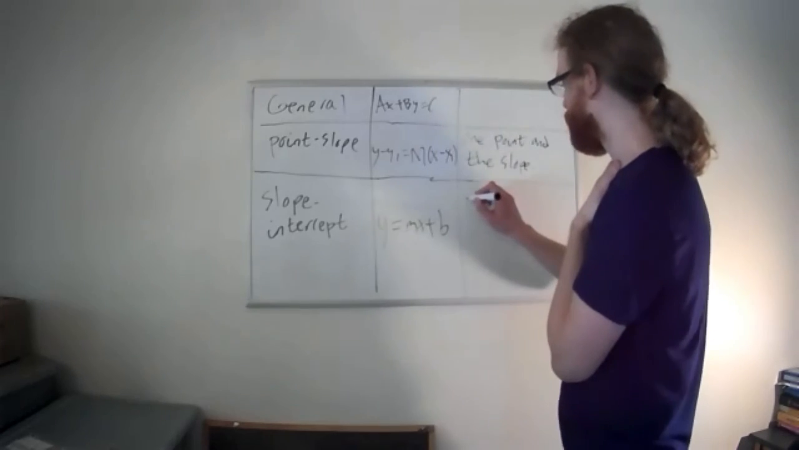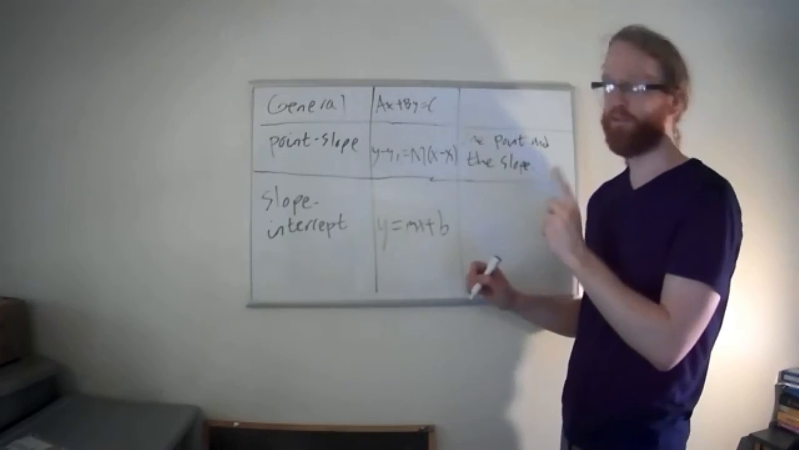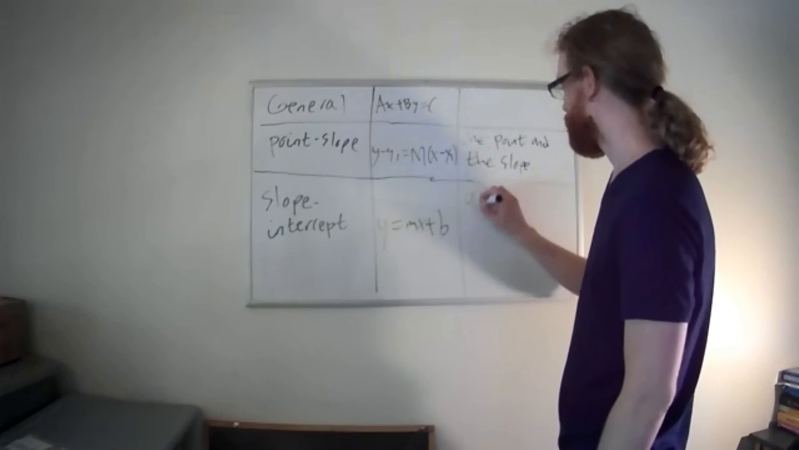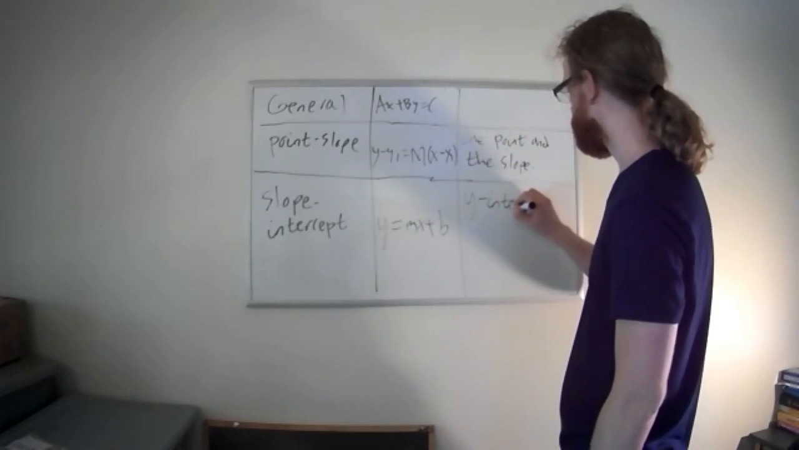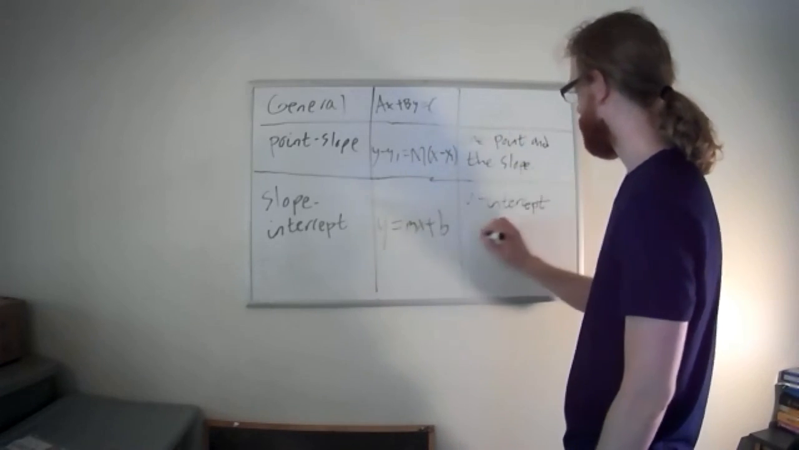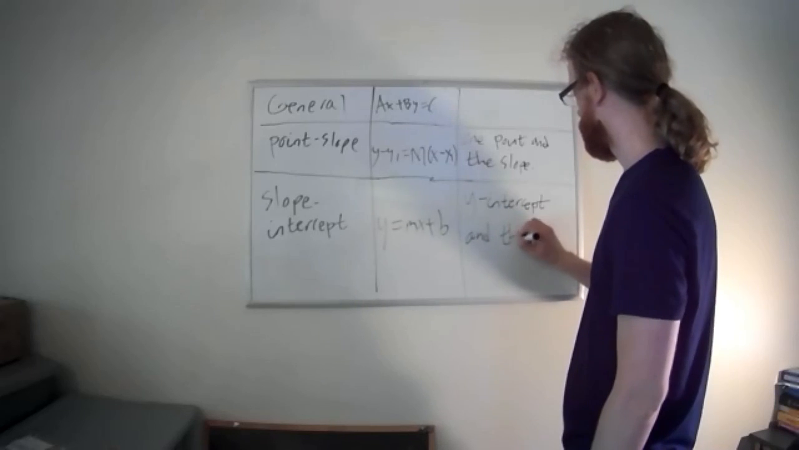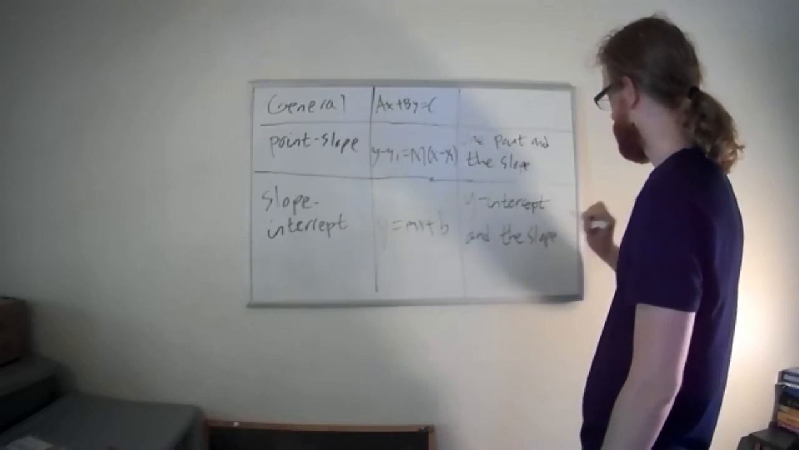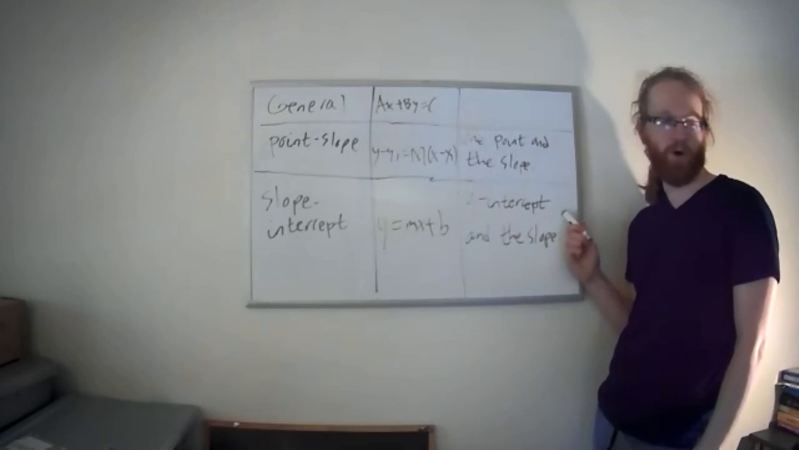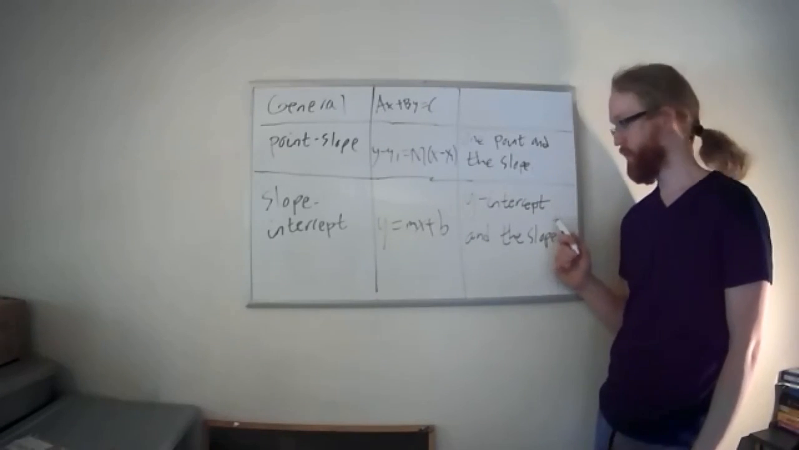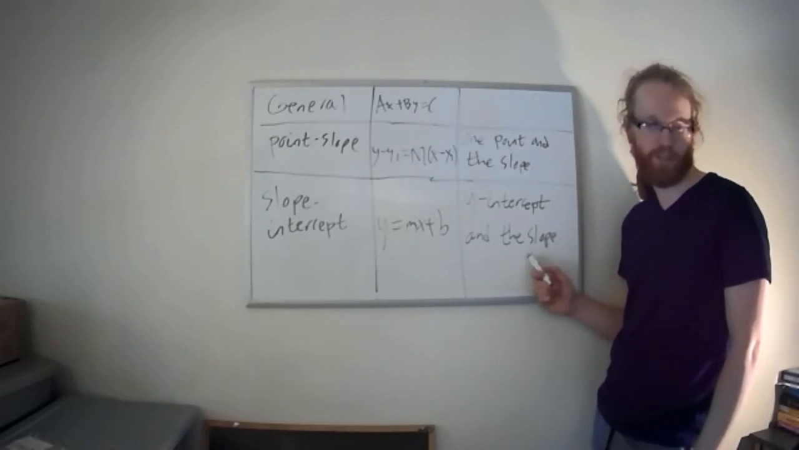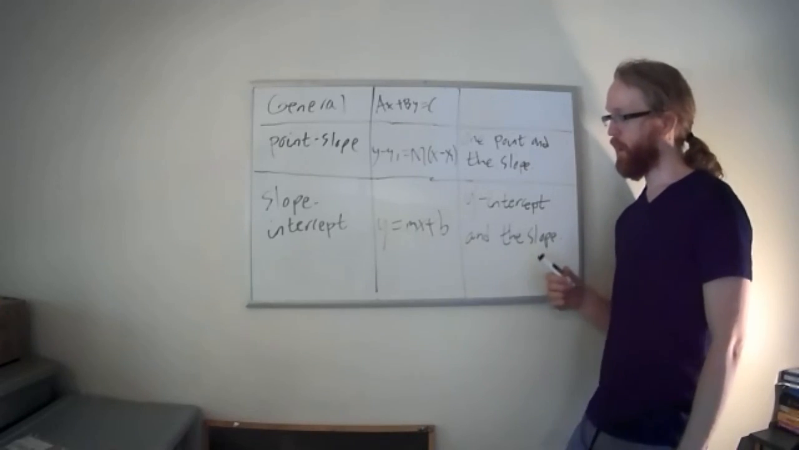Slope-intercept form requires one point and the slope, but it requires a special point. You need the y-intercept and the slope. It can't be any point, it has to be the y-intercept now. And then the slope. If I know that information, then I can write this one down.